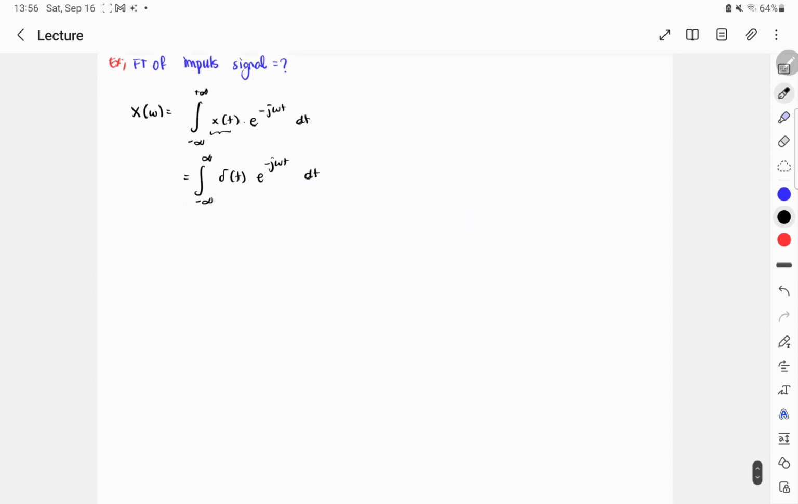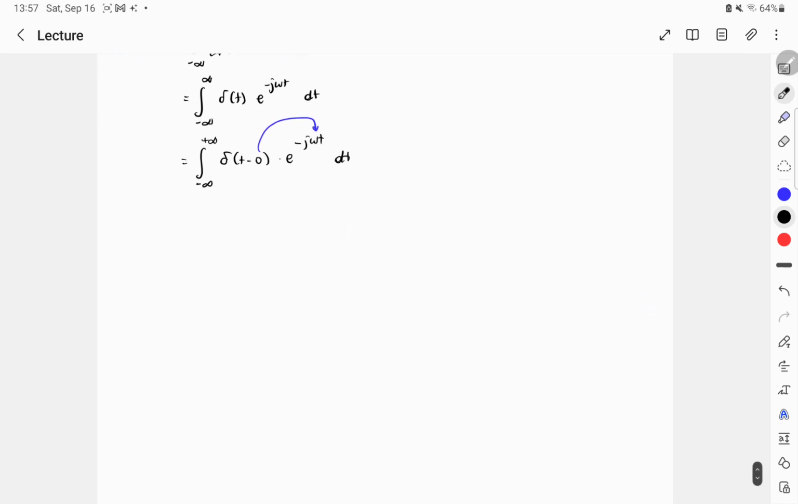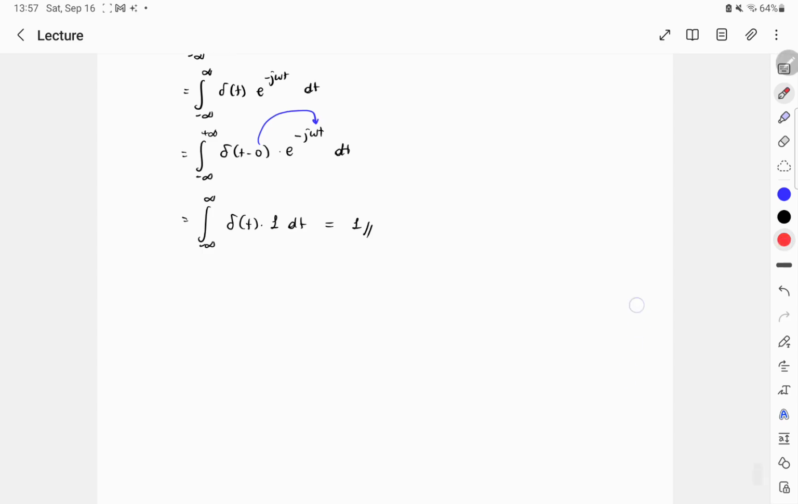And as we know, we can write it like this. And then we are just going to replace t by 0, as it will only take a non-zero value at 0. And let me show it like this: e to the power of 0 will get 1, dt, and eventually we will have 1. And this is the end of this example. Now, let's move on to the next example.